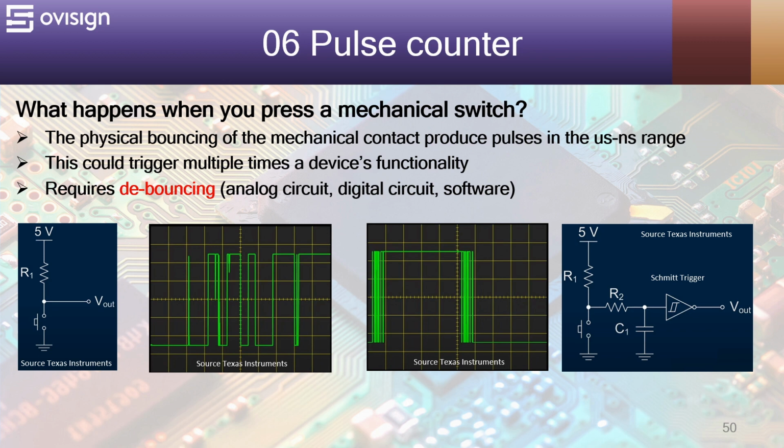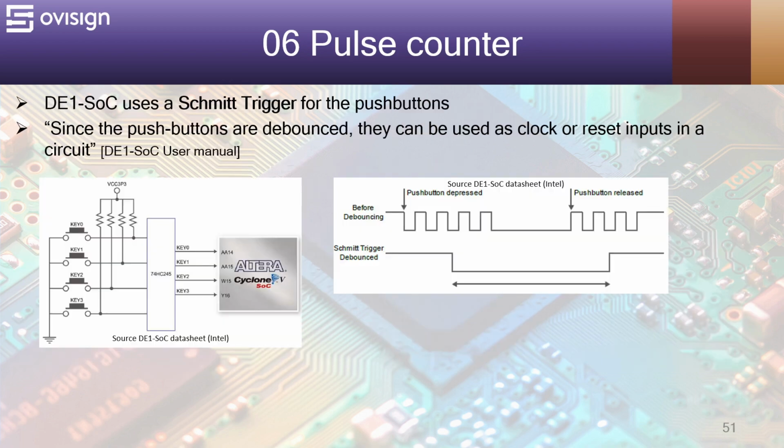Schmitt trigger devices are typically used in signal conditioning applications to remove noise from signals used in digital circuits, especially mechanical contact bounces in switches. My development board, the DE1 SoC, uses a Schmitt trigger for the push buttons.